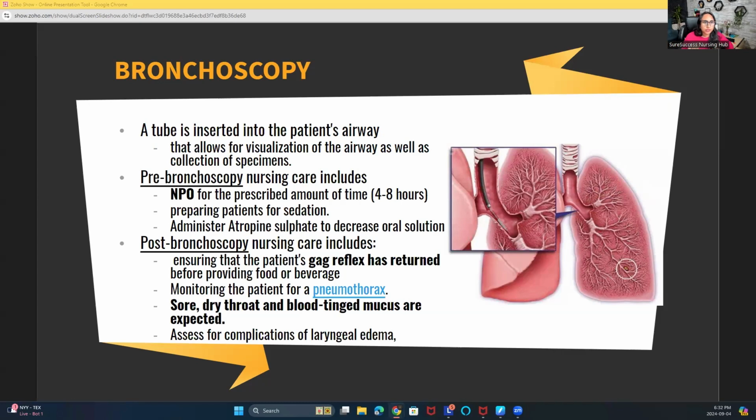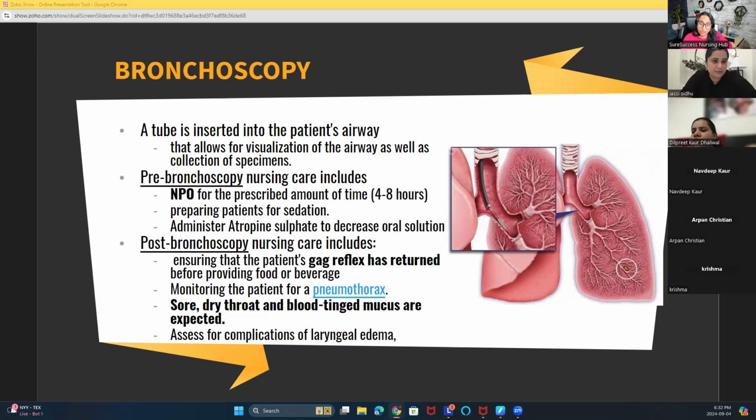Pneumothorax. Puncturing of the lungs can lead to pneumothorax. At the same time, what is a complication of an ETT, endotracheal tube? You can puncture, pneumothorax. For example, you are doing thoracentesis to the lungs. Is there any risk of puncture? Yes. So what is the complication? Pneumothorax. What about hemothorax? Hemothorax can happen as well. Pneumothorax can happen as well.